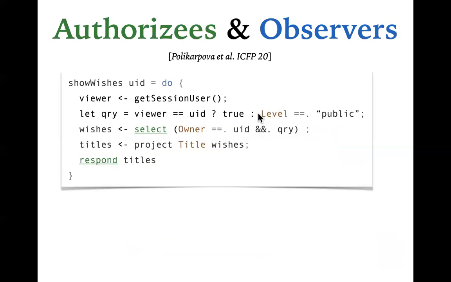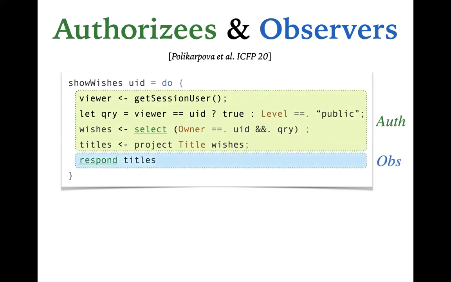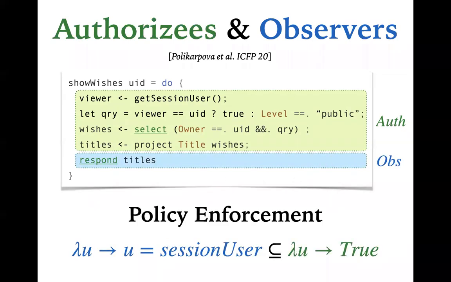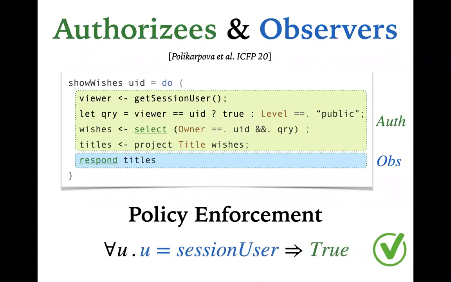If instead I change my code so that I add this extra conjunct, level equals public when viewer is not equal to UID, now, if you crunch the logical symbols, the set of authorizees for this particular subcomputation is in fact the set of all users. And the set of observers is still the session ID. And so your policy enforcement check becomes: U equals session user, is that contained inside true? And of course, everything implies true, as I learned from Sanjeev many, many years ago. And so this check passes.